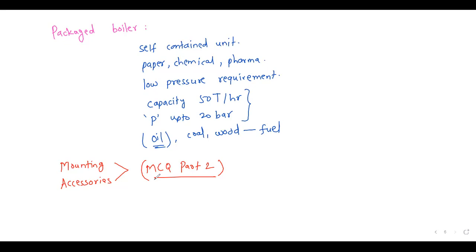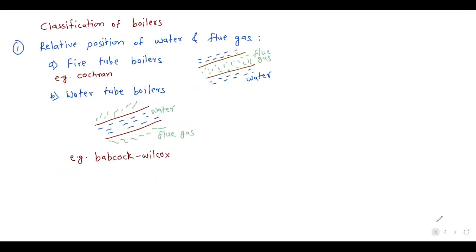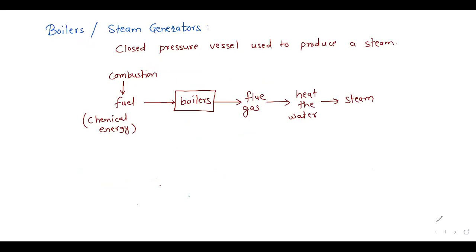We have the water level indicator, pressure gauge, safety valve, and fusible plug. We have also solved some MCQs on mountings, so there I have already explained. And accessories basically increase the efficiency of the boiler. You have a superheater, economizer, and air preheater. So these are the differences between boiler mountings and accessories. So hope you have understood all the necessary information regarding boilers.